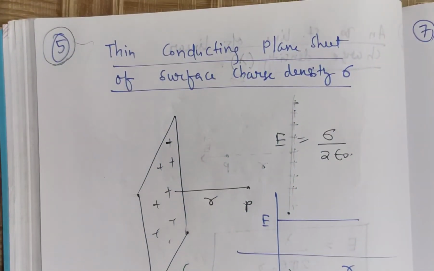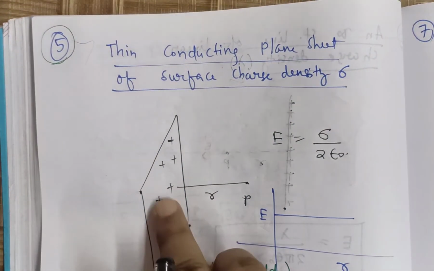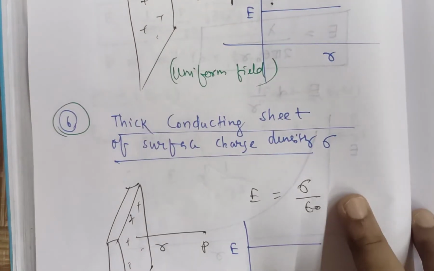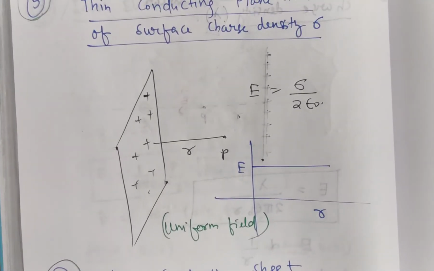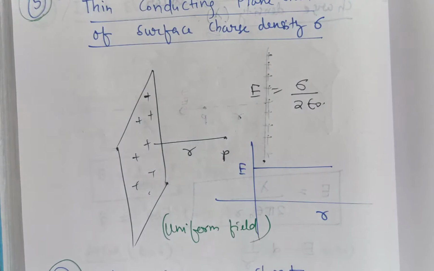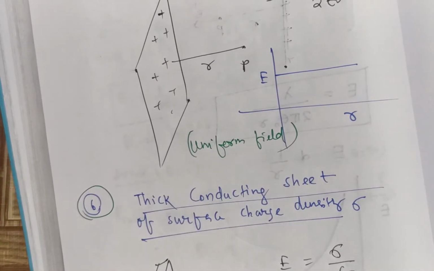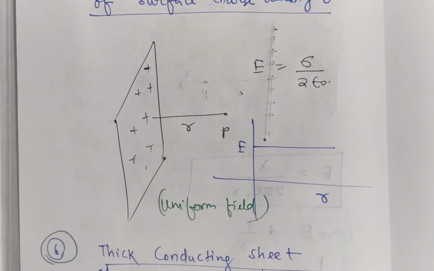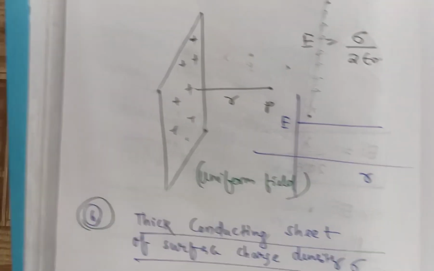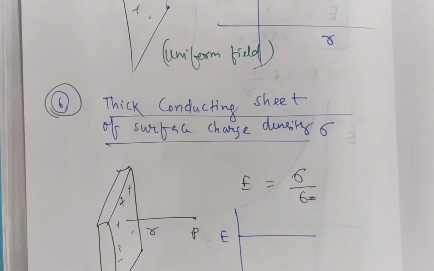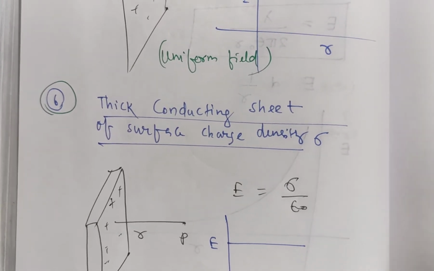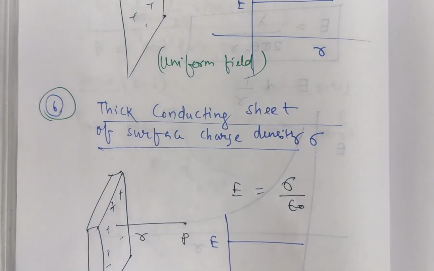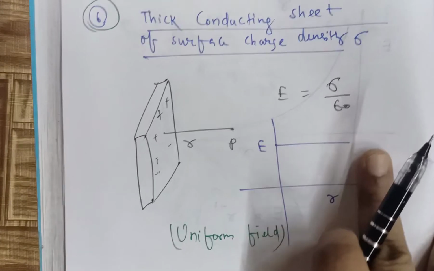Then there are two problems for thin sheet and thick sheet. This is the case of thin sheet and this is the case of thick sheet. For thin sheet, the answer is sigma by 2 epsilon 0. For thick sheet, the answer is sigma by epsilon 0. For both the cases, intensity is independent of R. That means in both the cases the field is uniform, and the graph nature is a straight line parallel to the x-axis for both the cases.